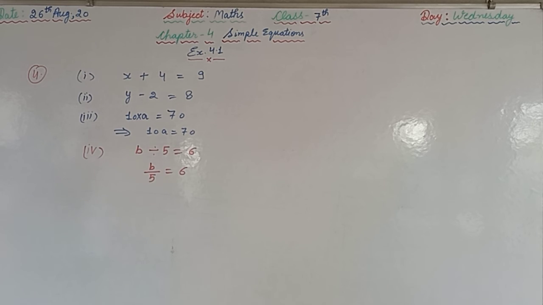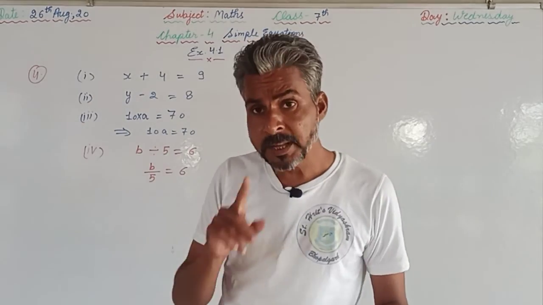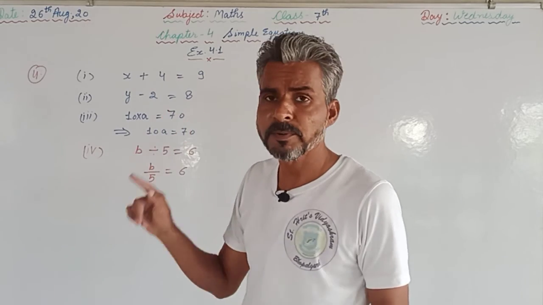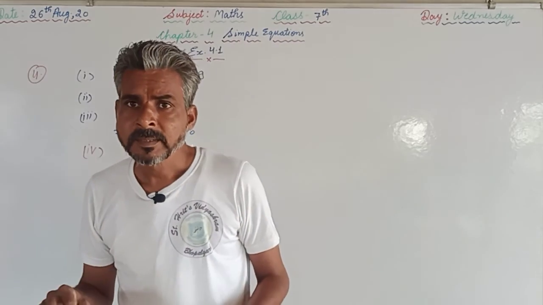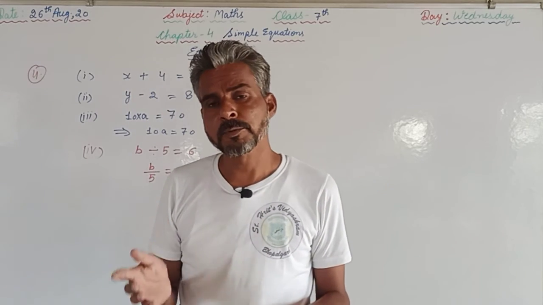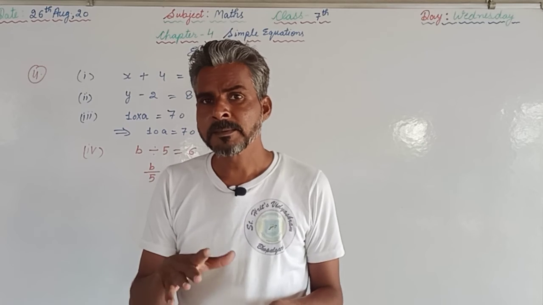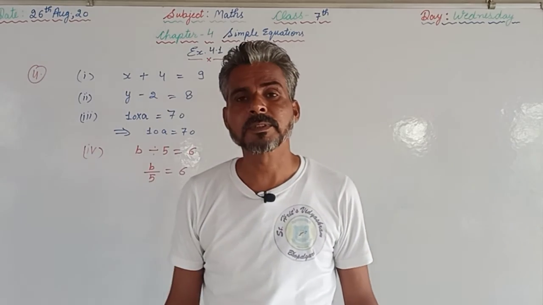So you are supposed to try these questions. Today's homework is, you are supposed to try question number 1, question number 2, question number 3, question number 4, question number 5, all the parts. After completing all these questions, you are supposed to take a picture of that and upload it on the school's WhatsApp number, so that we should also come to know how many students are doing the homework and how many students are having doubts.